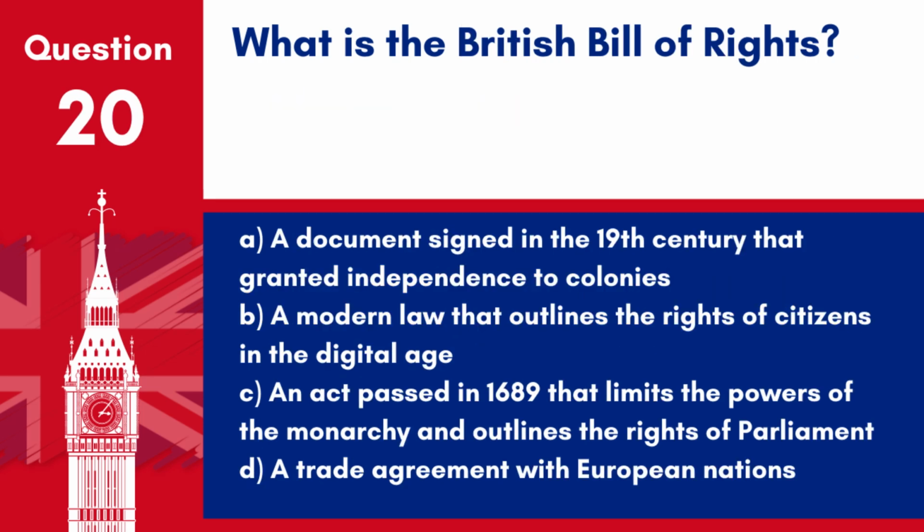Question 20. What is the British Bill of Rights? A. A document signed in the 19th century that granted independence to colonies. B. A modern law that outlines the rights of citizens in the digital age. C. An act passed in 1689 that limits the powers of the monarchy and outlines the rights of Parliament. D. A trade agreement with European nations.